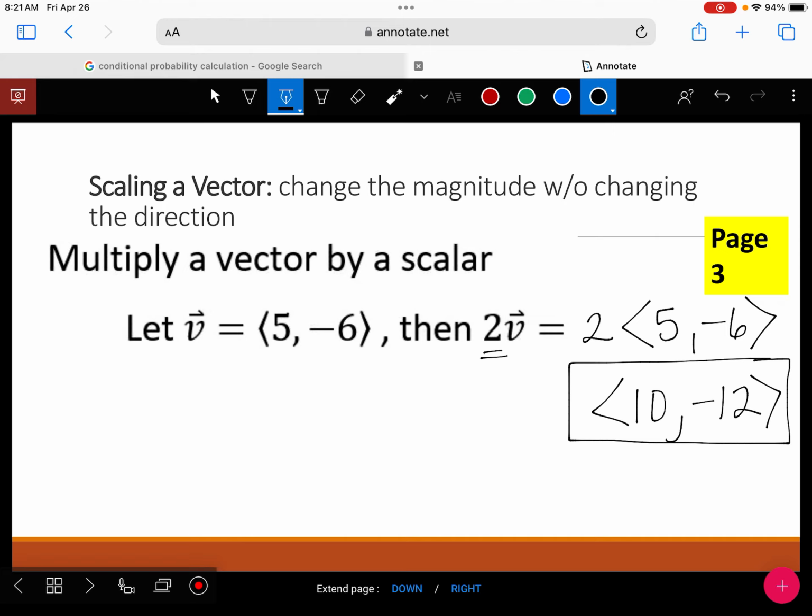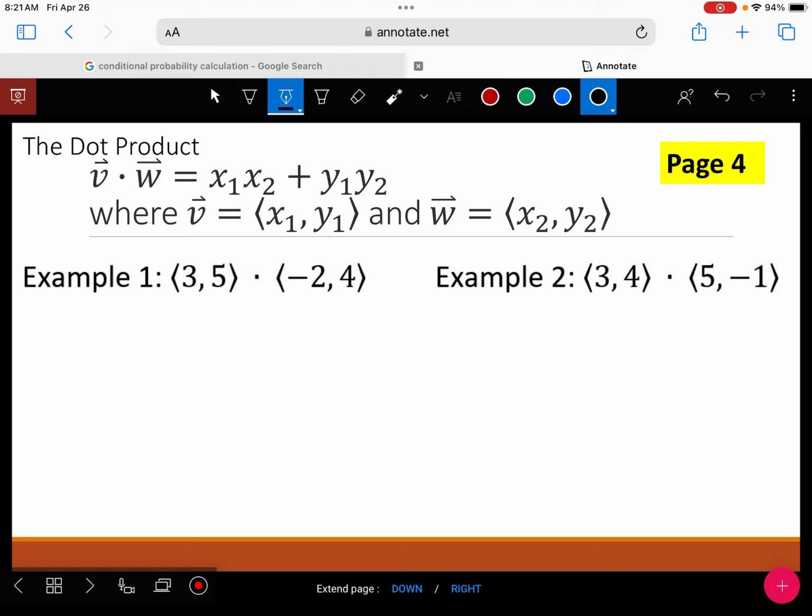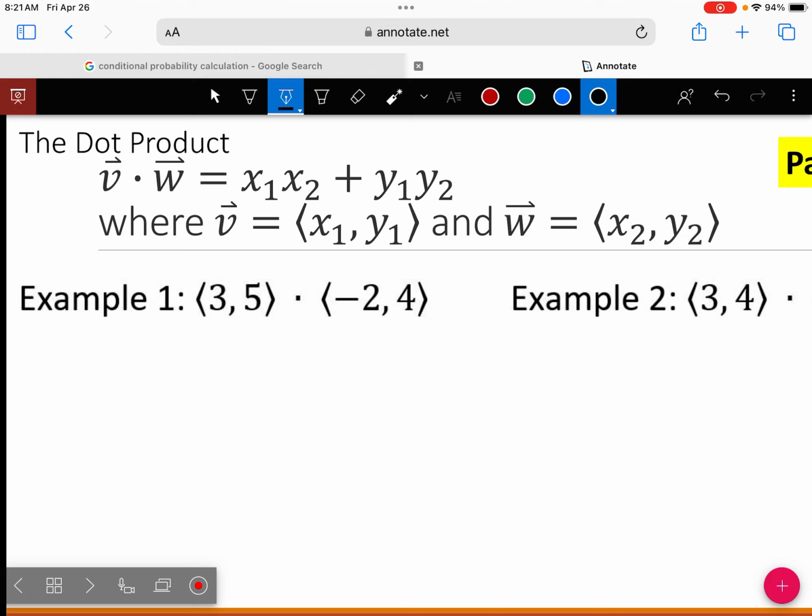Okay, so dot product. This is the fifth formula that you need to memorize. How do you find the dot product? We need to use the dot product in order to find the angle. The dot product is how you multiply vectors together. I take my two horizontal components and multiply them, then my two vertical components and multiply them, and then add it together. That's it.